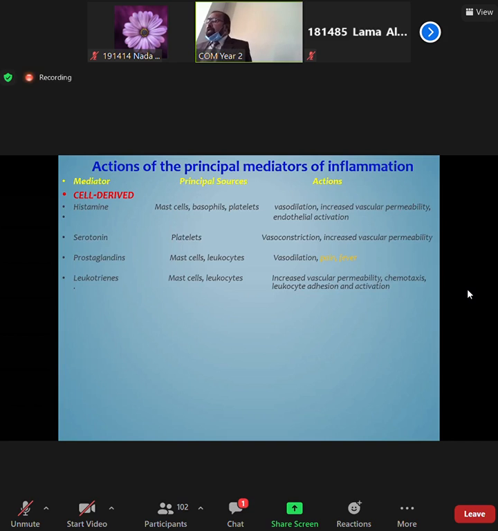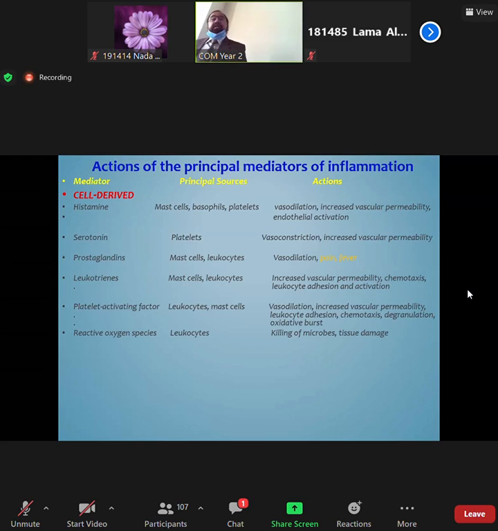Prostaglandin, from mast cells and leukocytes: the function is vasodilation plus pain and fever. Pain and fever are caused by prostaglandin, especially prostaglandin E2, right? Leukotrienes are secreted by mast cells and leukocytes. They increase vascular permeability, chemotaxis, and leukocyte adhesion and activation, right? Leukotriene is a part of the arachidonic acid metabolites, and we will see where it comes from when we get there.